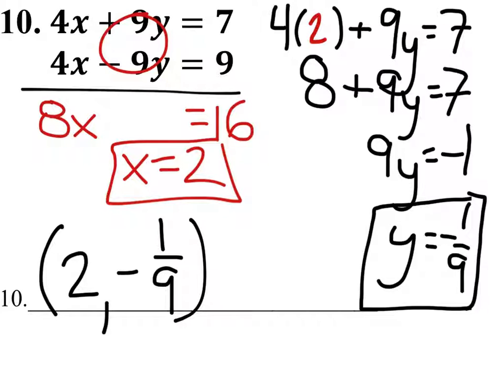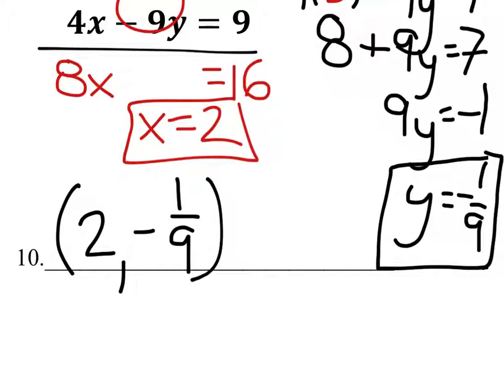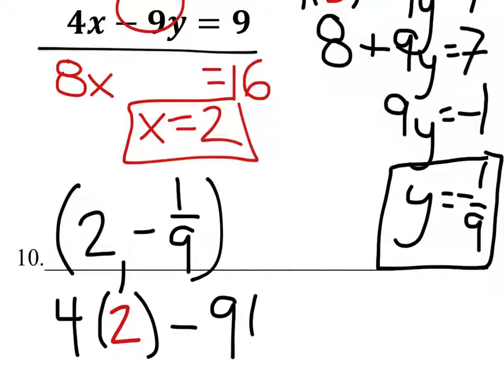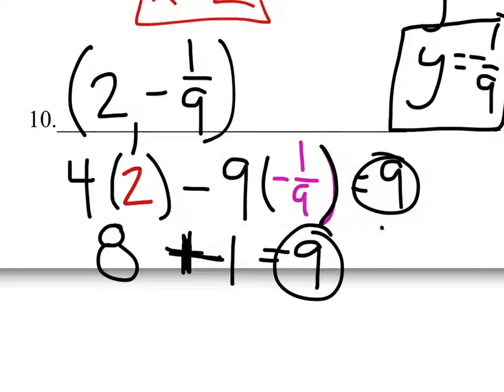And we can check this as well. We used this top equation to find the y value, so we'll check it with the bottom equation. That's going to give us 4 times the x, which is 2, minus 9 times the y, which is negative 1 ninth. That should equal 9. So 4 times 2 is 8, minus 9 times negative 1 ninth is 1, but it would have been a negative 1, so we make it a plus 1. That does equal 9. These are the same. Checked.